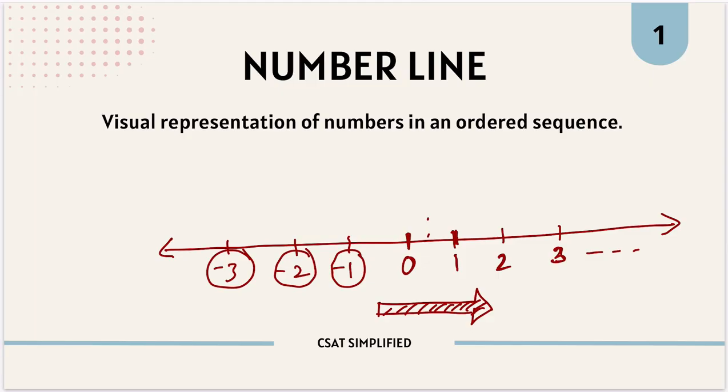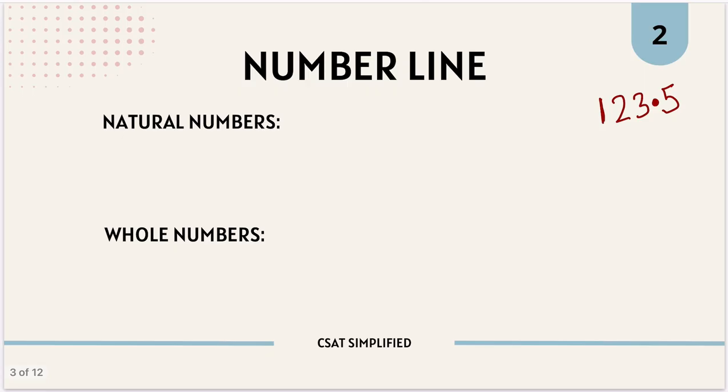Suppose I mark a number here which is 0.5, meaning a half point between 0 and 1. I mark a number as 0.5. It has a point or a decimal. So these are the decimal numbers. Here we are not going to talk about the decimal numbers. We are going to talk about the non-decimal numbers, right?